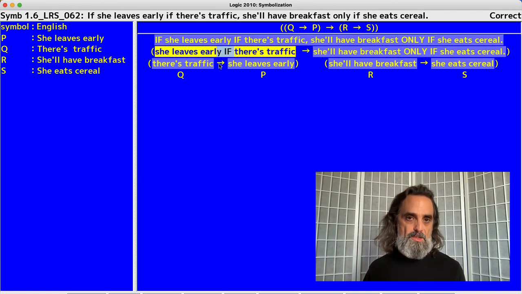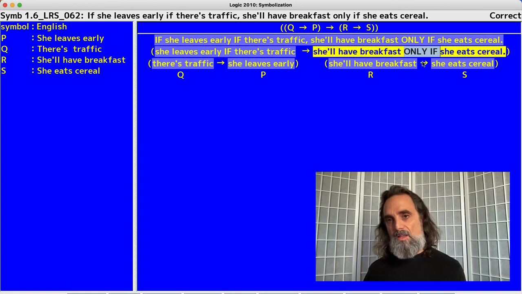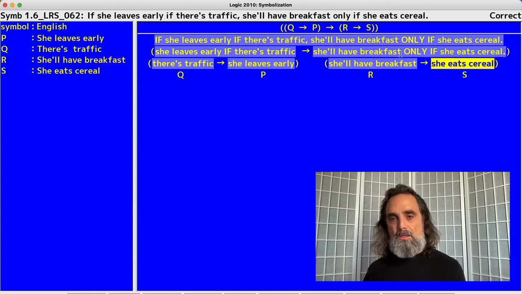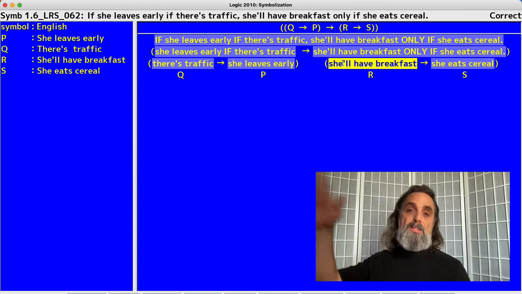This "if" turns into that arrow. We move that into the antecedent, that into the consequent. And same thing over here. This "only if" turns into that arrow. "She eats cereal" is in the consequent. "She'll have breakfast" is in the antecedent. There's our sentence. So while this might have looked initially intimidating, it's actually very straightforward as long as we just move through that test step by step.